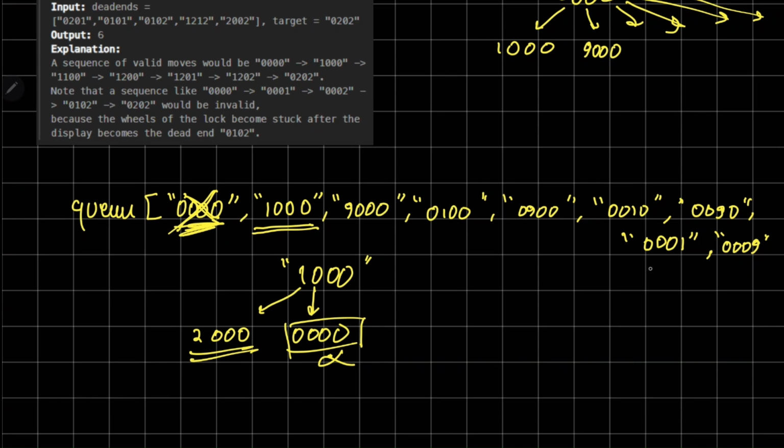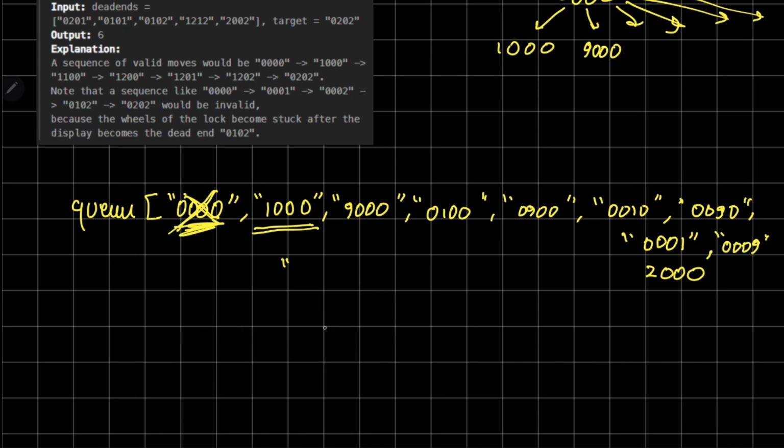Okay, so now our queue will have 2000, and if we now see the other children, they will be generated as they will have a leading one and then the rest of it. So let me directly push it into the queue. So now we have popped this one and we are exploring its neighbors. So now our queue will contain 1100, 1900, then 1010, then 1090, then 1001 and 1009.